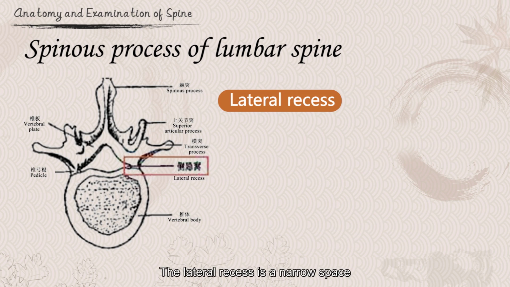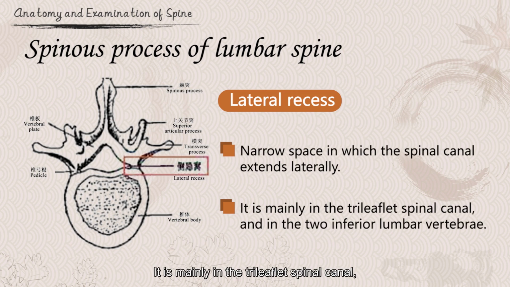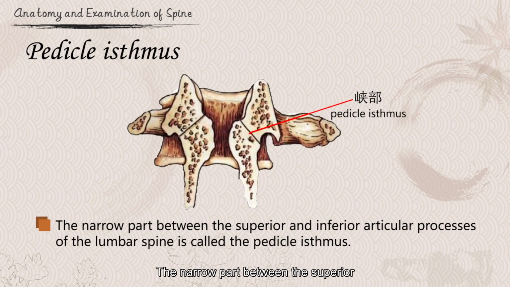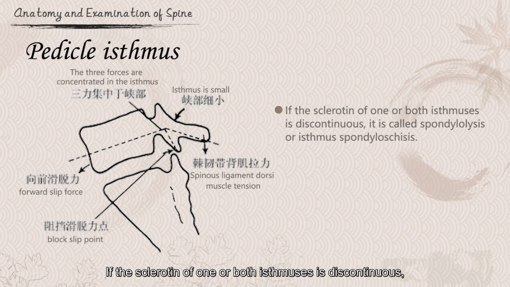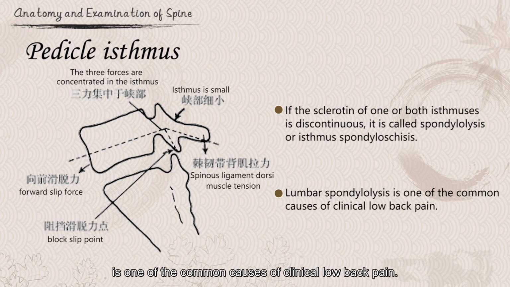The lateral recess is a narrow space in which the spinal canal extends laterally. It is mainly in the trefoil spinal canal and in the 2 inferior lumbar vertebrae. The narrow part between the superior and the inferior articular process of the lumbar spine is called the pars interarticularis, or isthmus. If the sclerotin of one or both isthmus is discontinuous, it is called spondylolysis or isthmic spondylolysis. Lumbar spondylolysis is one of the common causes of clinical low back pain.